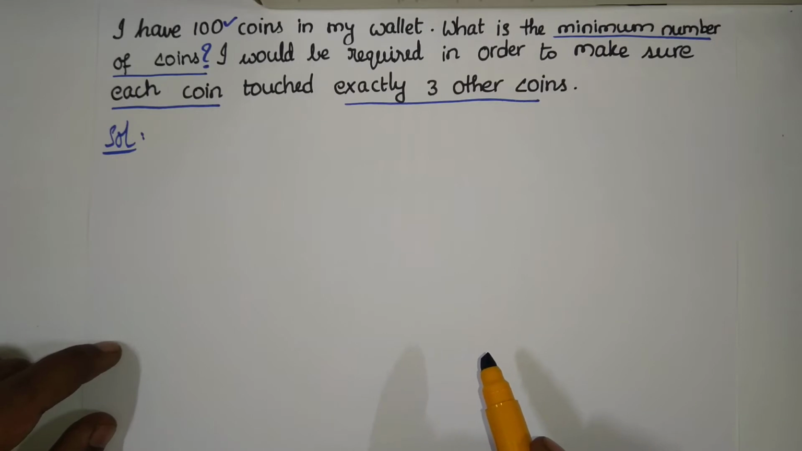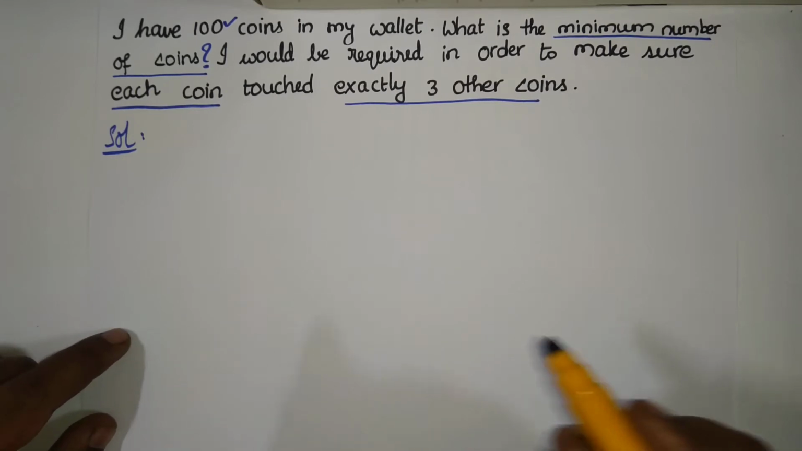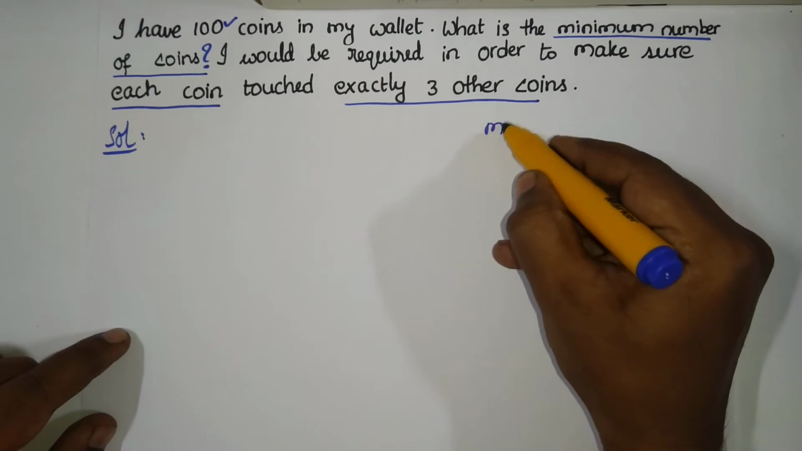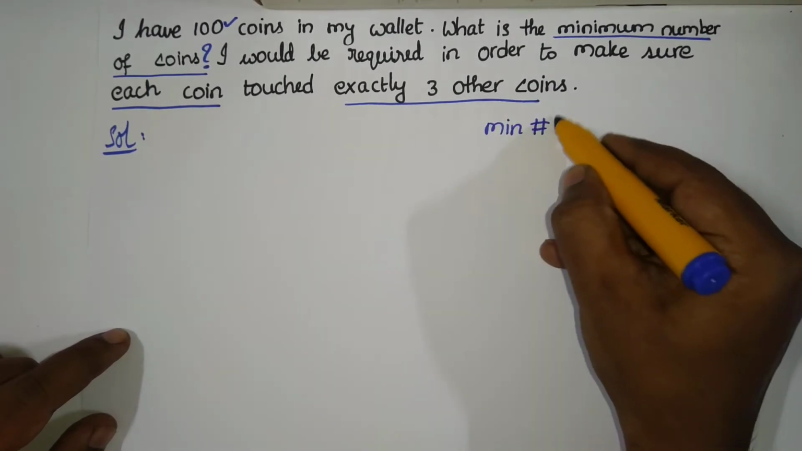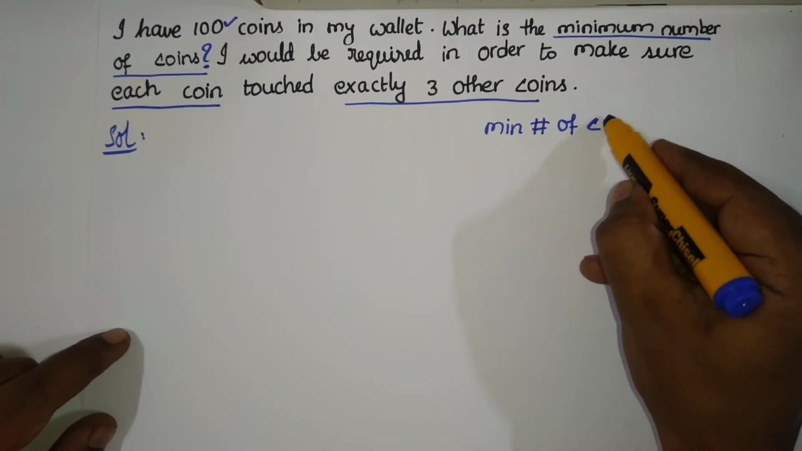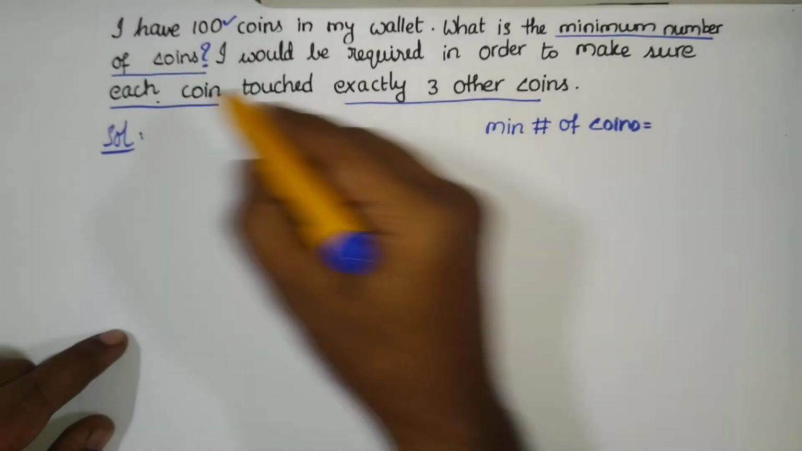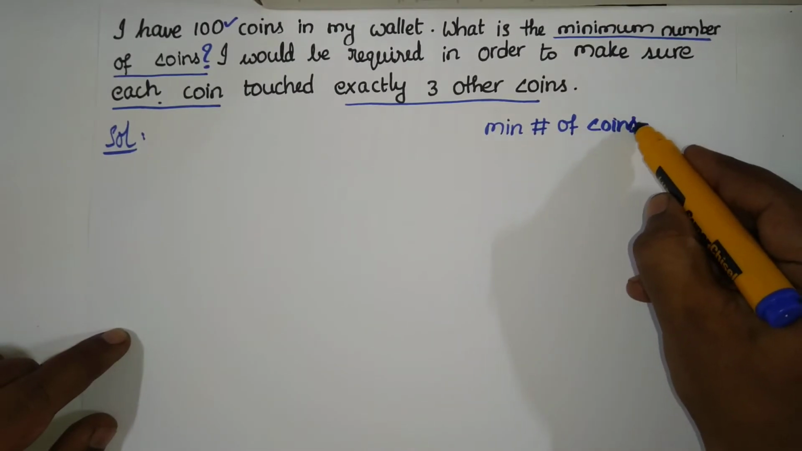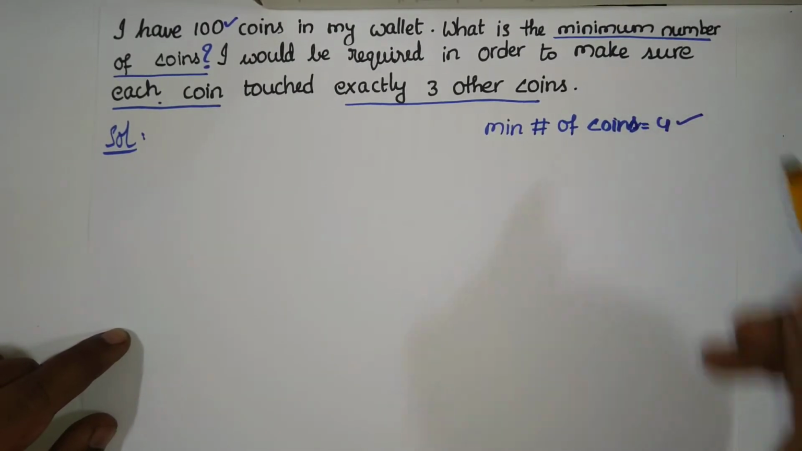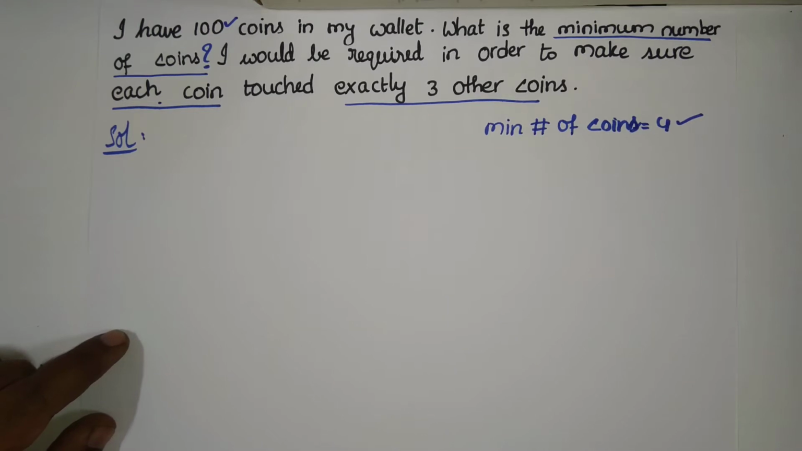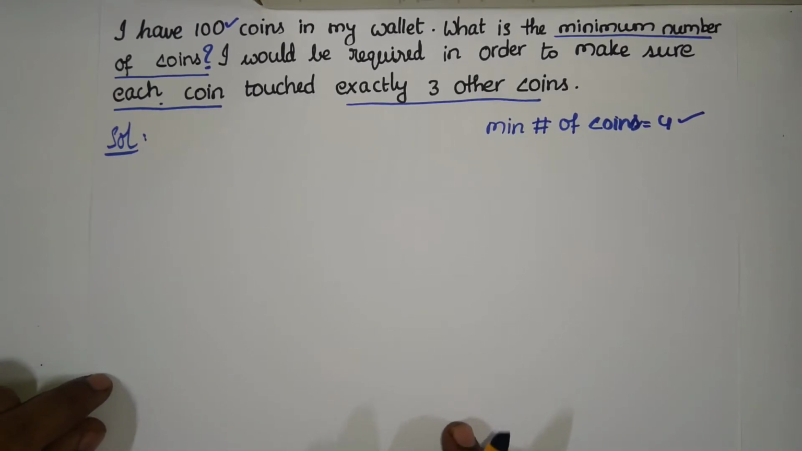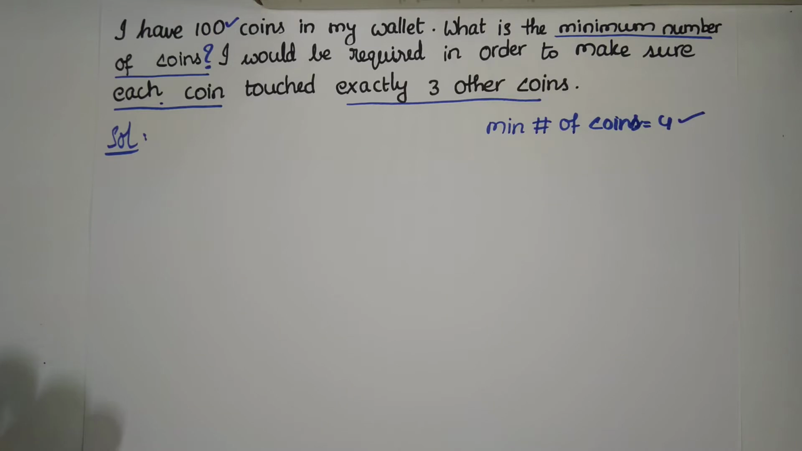Whether it is 100 coins or 1000 coins doesn't matter. The condition must be satisfied somehow. Let us take the minimum number of coins. Let us assume the minimum number of coins equals, say, each coin, 1 plus 3. You have 4 coins as the minimum number of coins.